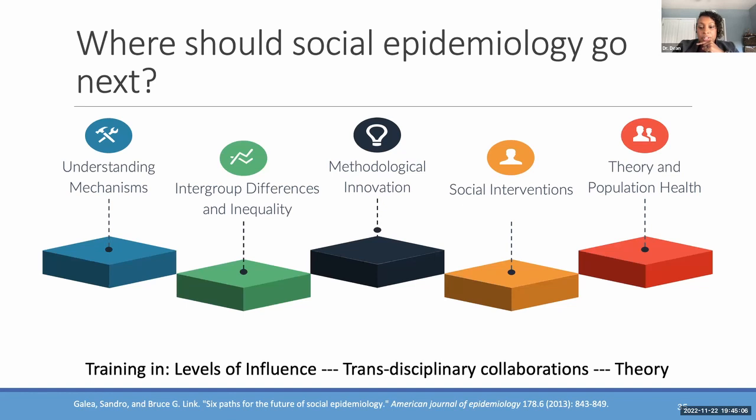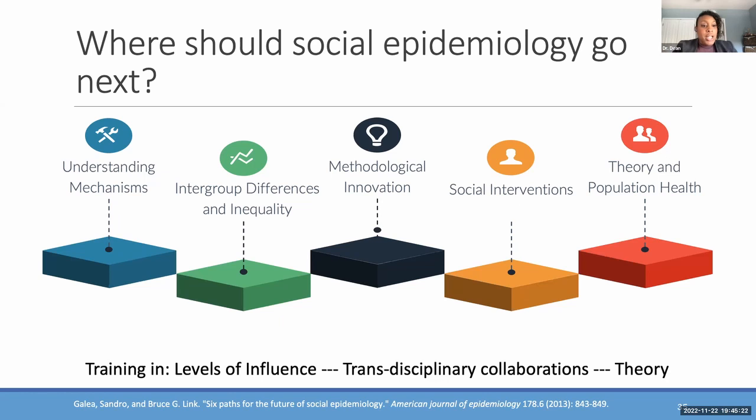So where are we? Today I've given you just a really fly-by-night overview of the many types of things that social epi does, the types of social factors that we consider. But it's also, as I mentioned before, a fairly new field. So where do we go next?